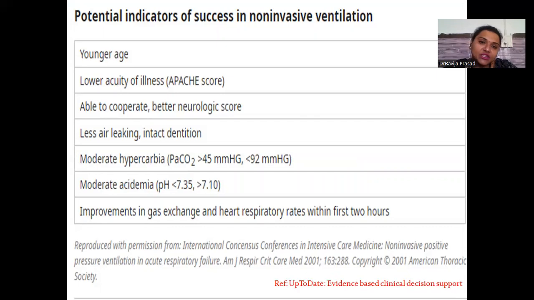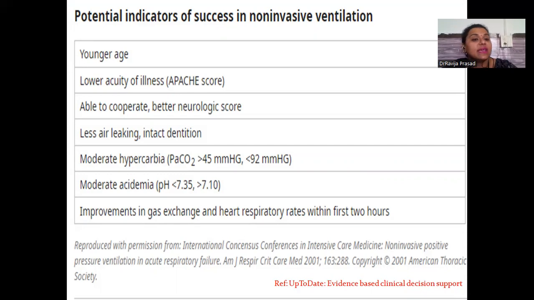Now, these are the potential indicators for success in non-invasive ventilation. If you want a successful non-invasive ventilation process, you need to remember all these indicators and keep them in mind before using non-invasive ventilation.